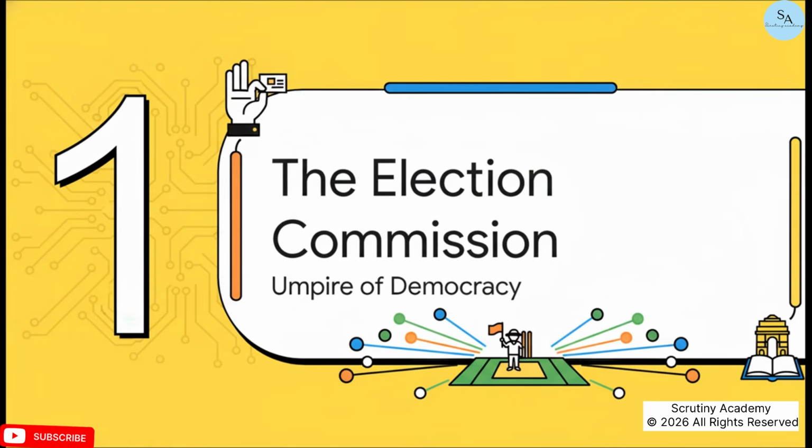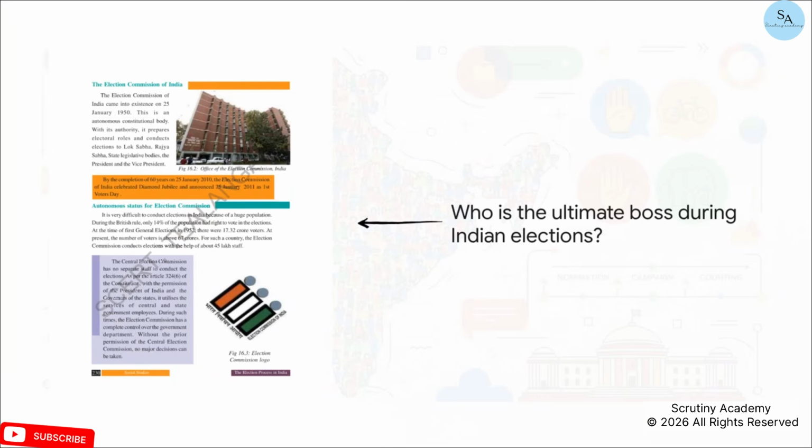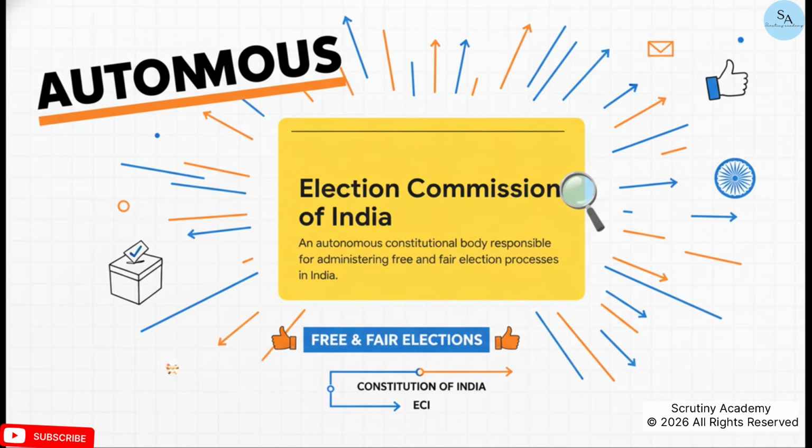All right, first up, the star of the show for this chapter, the Election Commission of India, or the ECI. Seriously, if you think about it, they're like the ultimate, totally neutral umpire in the massive game of Indian democracy. So let me ask you a quick question. When elections are happening, who's the real boss? Is it the Prime Minister? Maybe the President? Nope, neither of them. The real power actually lies with a completely independent body. And that body is the Election Commission of India, or ECI.